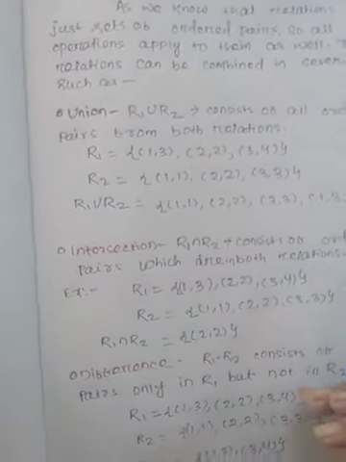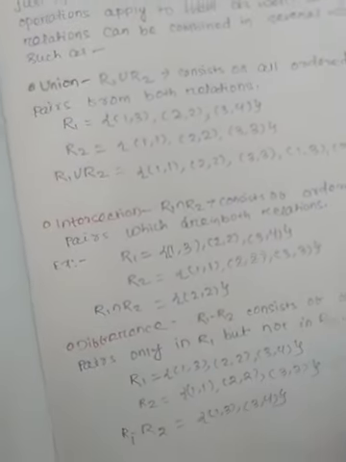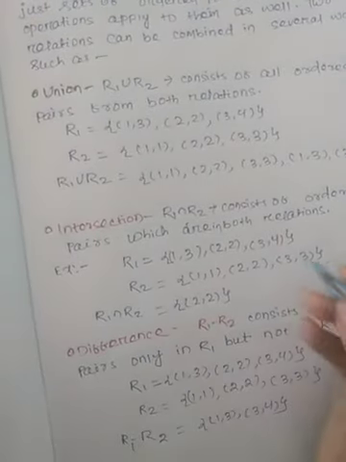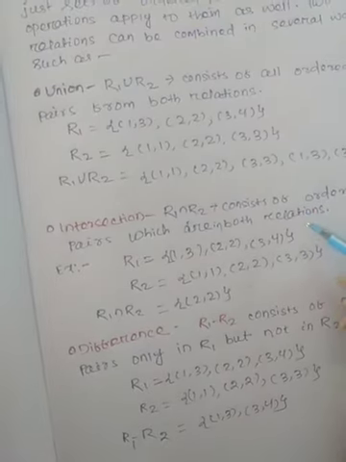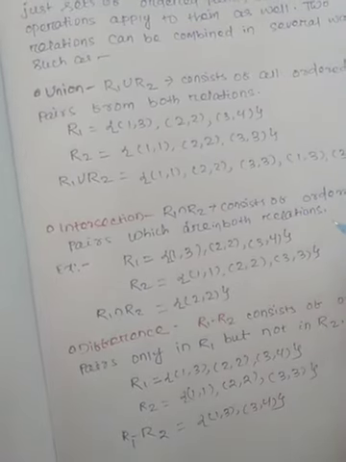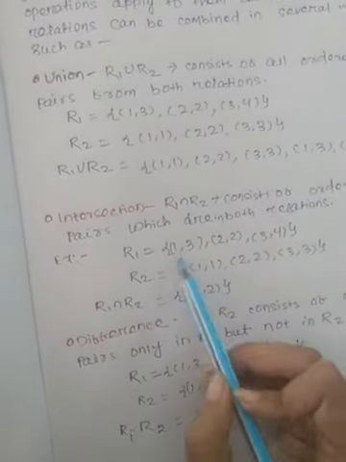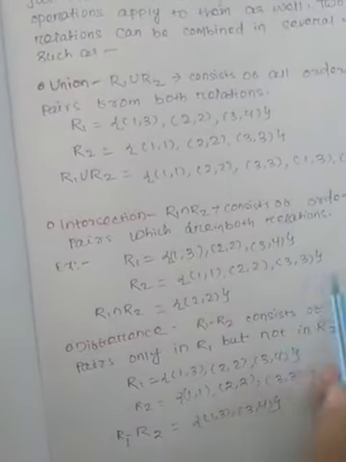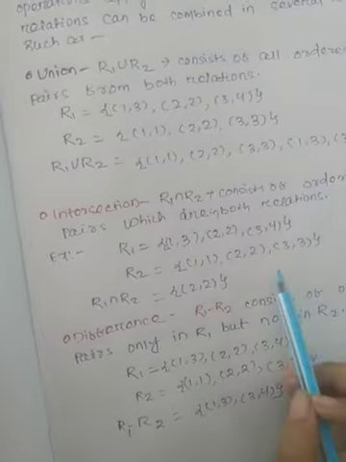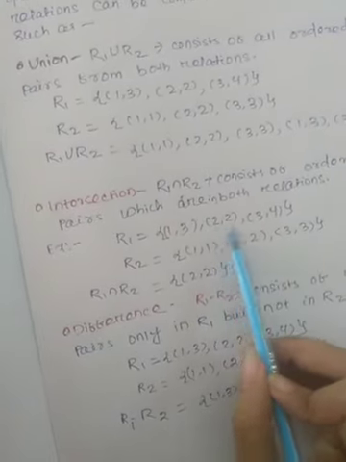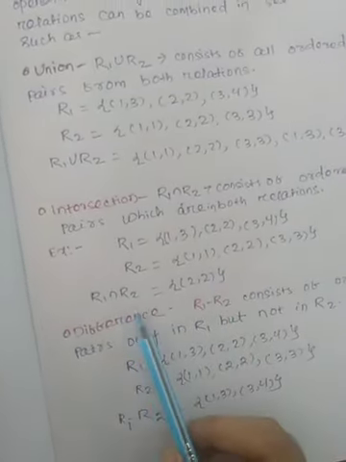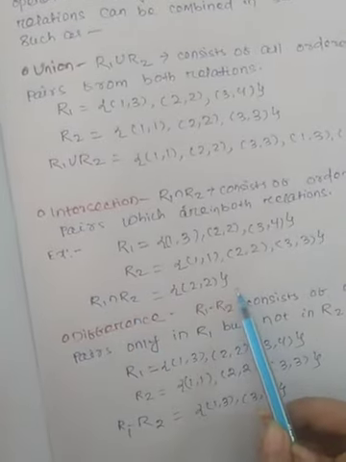Okay. Now what is intersection? Intersection means the pairs which are present in both relations. Only the pairs which are present in both the relations. So if I take the same example, which ordered pairs are present in both relations? This pair. So R1 intersection R2 would be (2, 2).